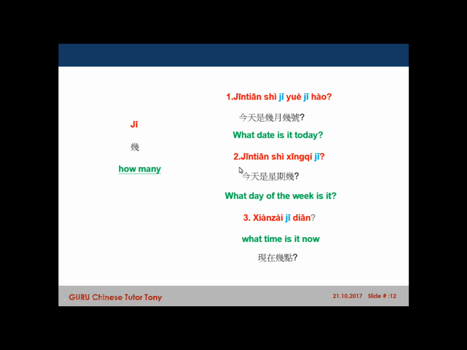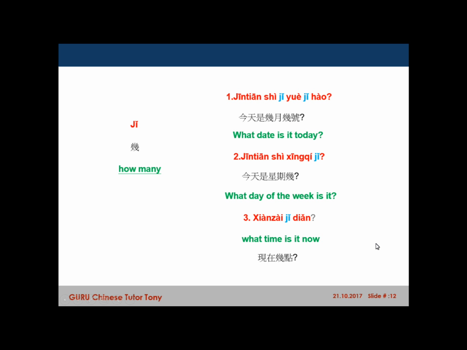Second, 今天是星期几. 星期 is week, so it means what day of the week is it. The third one, 现在几点? What time is it now? 现在 is now, 几 is which or how many.